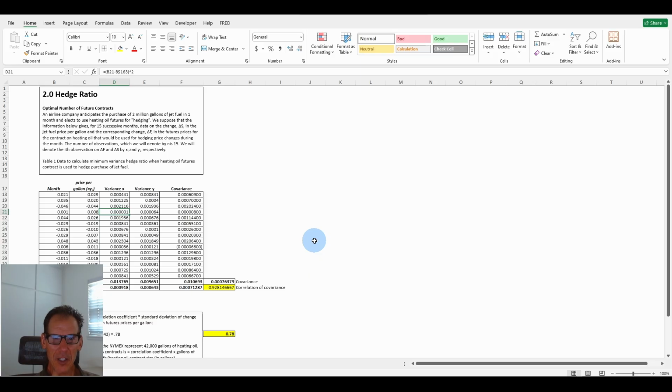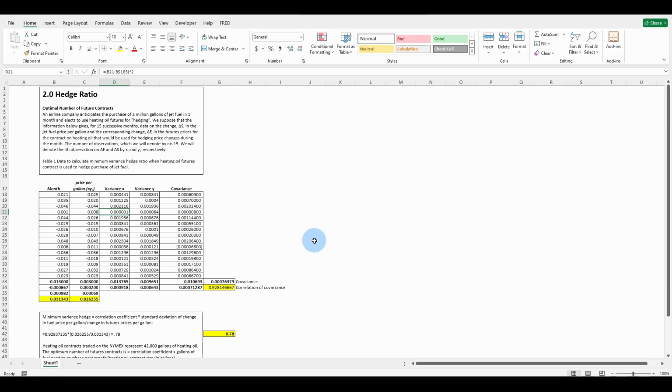In the previous session, I was talking about hedging. We were talking about the hedge ratio. And you were going, what are you talking about, Williams? Well, here we go. Let me explain a little bit about hedge ratio: the optimal number of futures contracts.